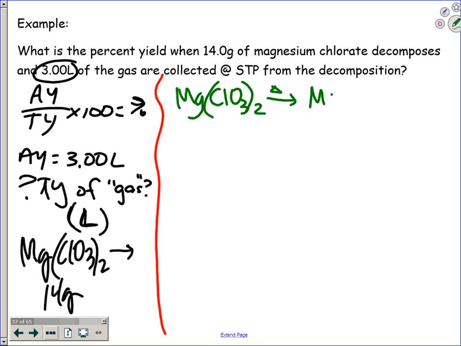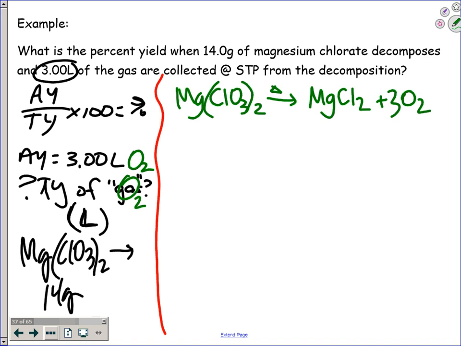So we still need to balance this. Mg, Cl2, crisscrossing charges, and oxygen. Balance this. 3 on the O2, and it's good, right? All right, so now it's balanced. Now we have the gas. So this gas is oxygen. Now we know that's oxygen.